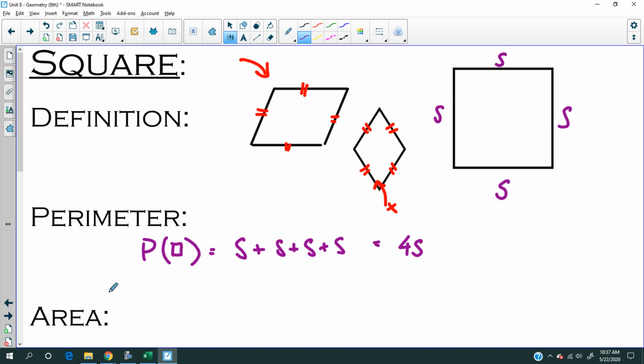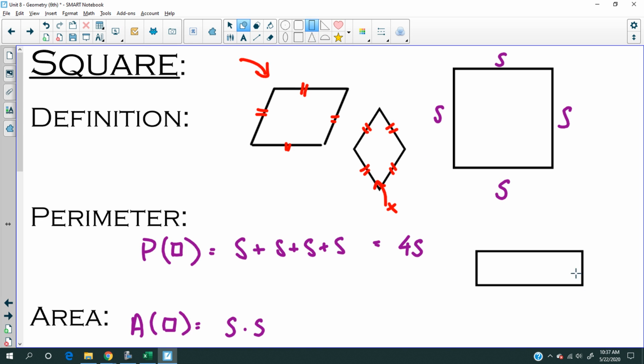Now, how do you find the area of a square? You multiply the side by the side, like that. One side multiplied by the other side. So the way to remember is imagine there's a rectangle. Let me just draw a rectangle. It's way easier.